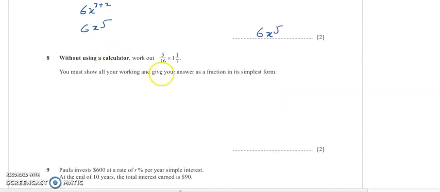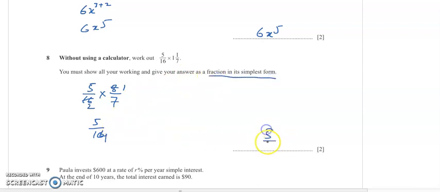Next one is, without using a calculator, work out 5 over 16 times this. So first of all, this is a mixed fraction. Convert it into a normal fraction. So that will be 5 over 16 multiplied with 7 times 1 is 7 plus 1 is 8, so 8 over 7. And then we can simplify it. We get 5 over 14, and no more simplification is possible here, so we will leave our answer as a fraction in the simplest form. So the final answer will be 5 over 14.